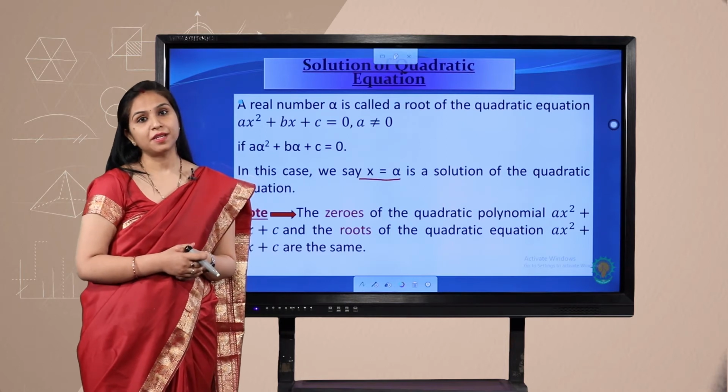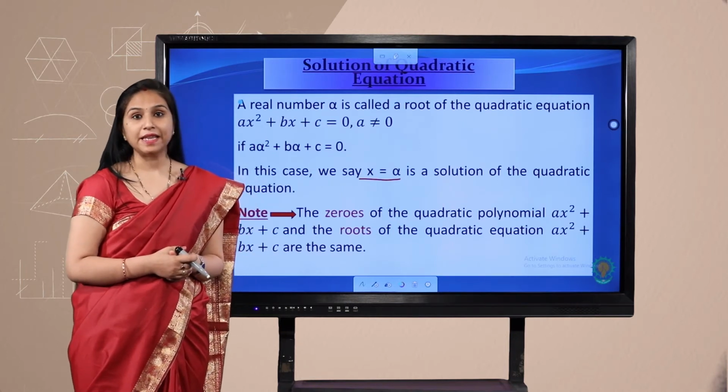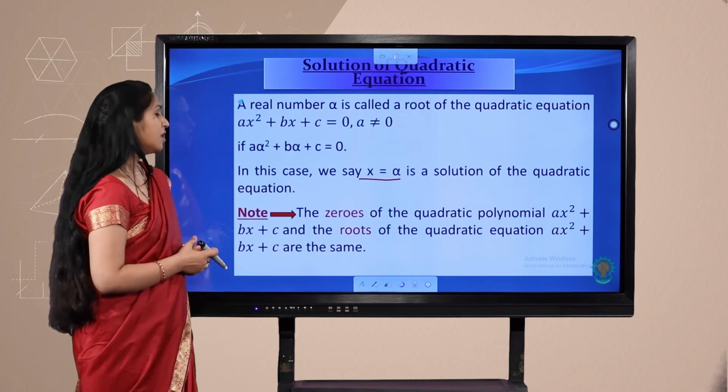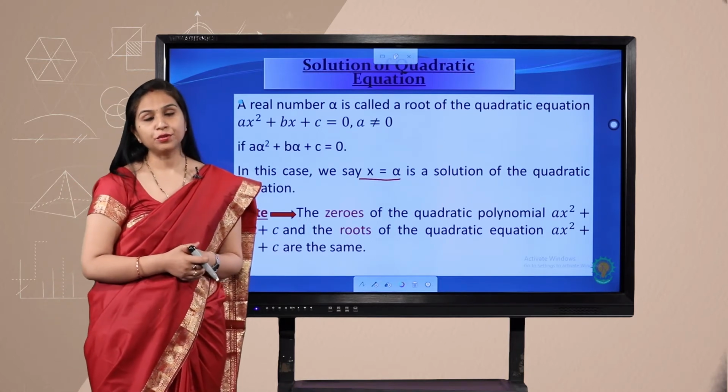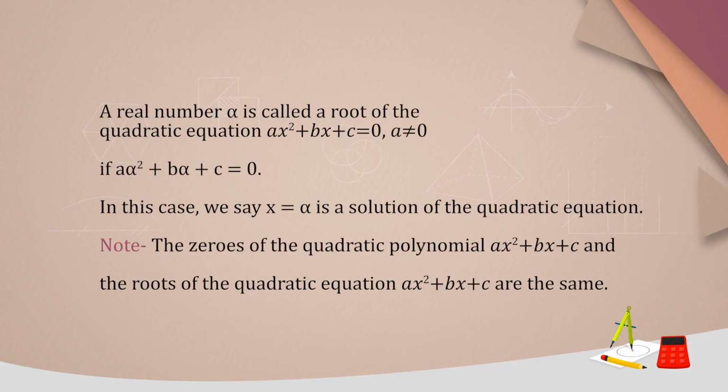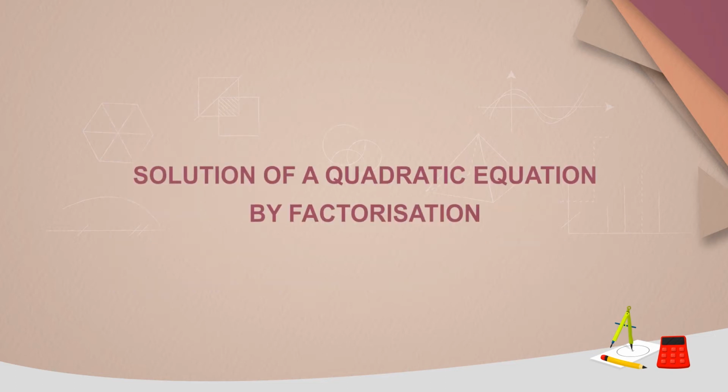Children, alpha can be any real number. It can be negative, it can be positive, it can be 0. The important thing to keep in mind is that the zeros or the roots of a quadratic equation are the same thing. They are not different. Now, let us understand about the solution of quadratic equation.